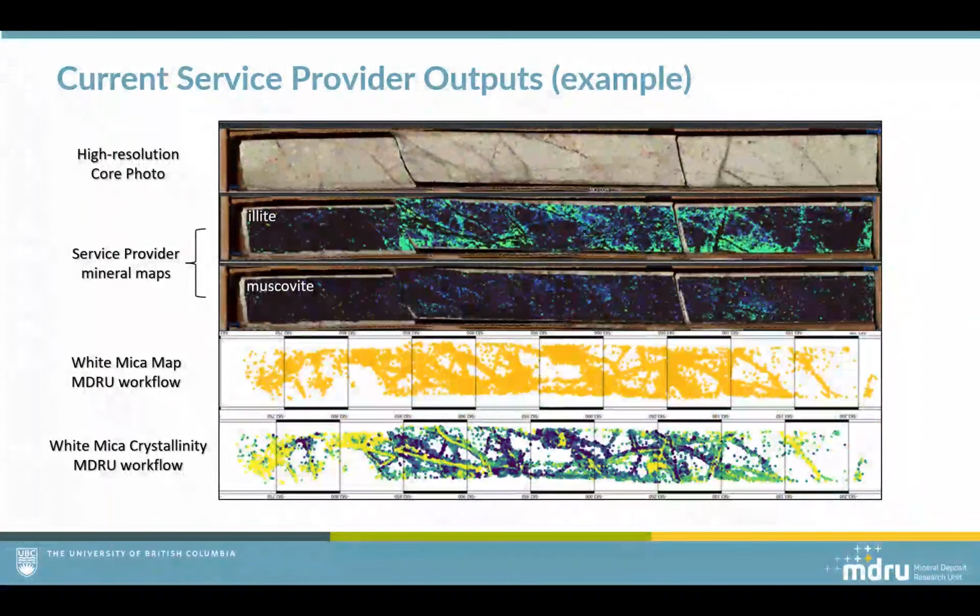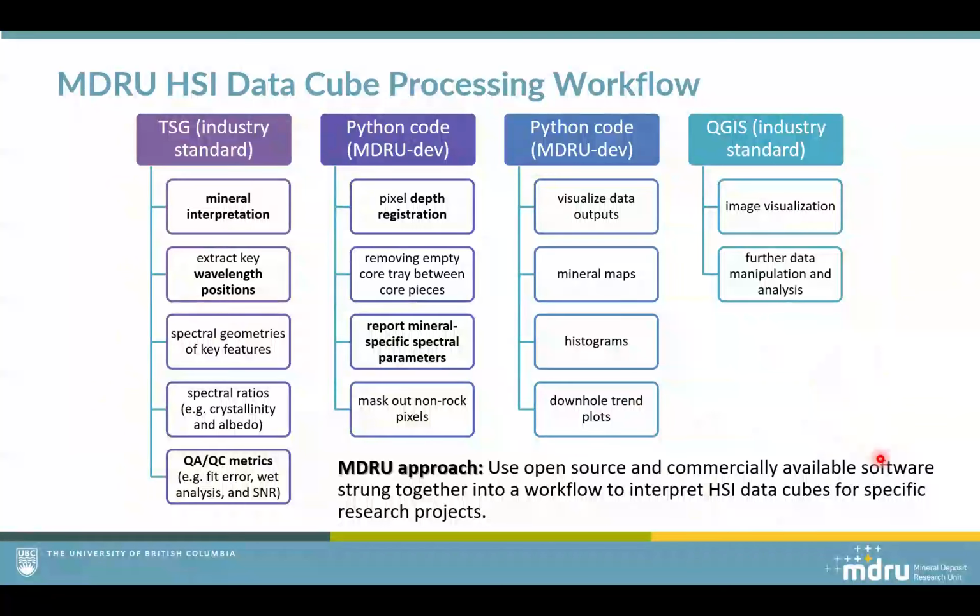And on the bottom is just a teaser for some of our MDRU workflow processing steps, including a white mica map and a crystallinity map from that white mica composition. So there's a lot on the slide, but this is our general workflow that myself and Cassidy and Sean have been developing over the last year.